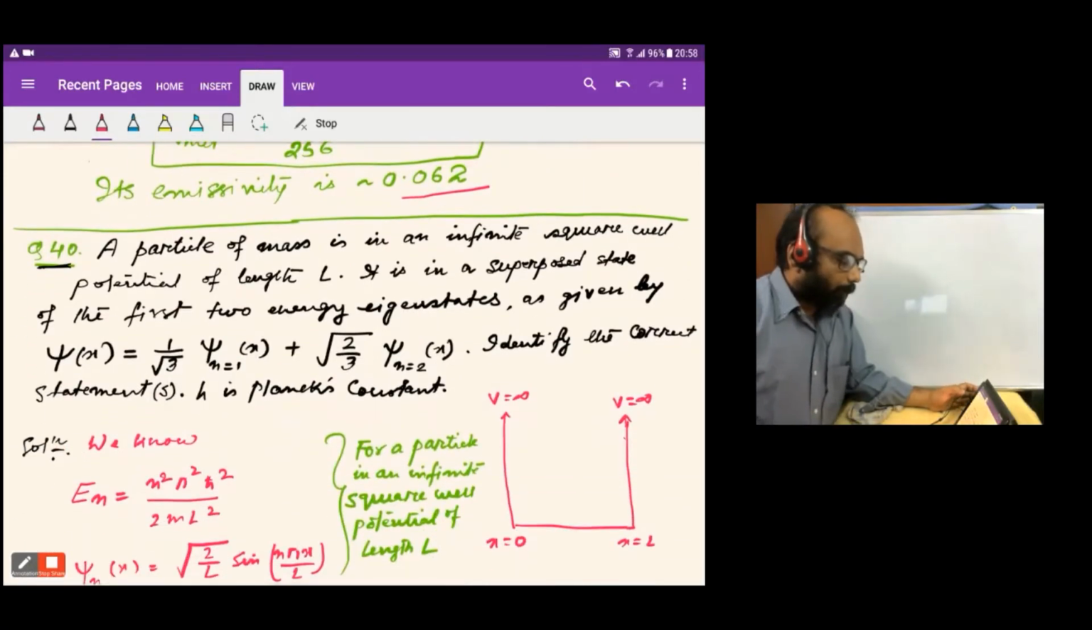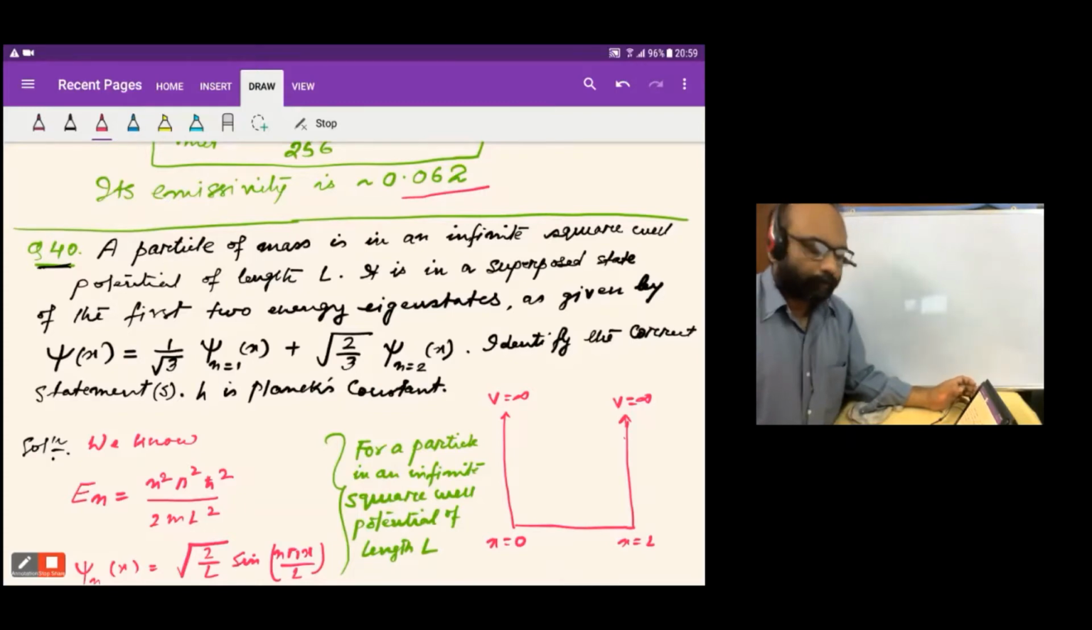Next problem, question 40. A particle of mass m is in an infinite square well potential of length L. It is in a superposed state of the first 2 energy eigenstates as given by psi(x) equal to 1 by root 3 psi n equal to 1 of x plus square root of 2 by 3 psi n equal to 2 of x. Identify the correct statements.